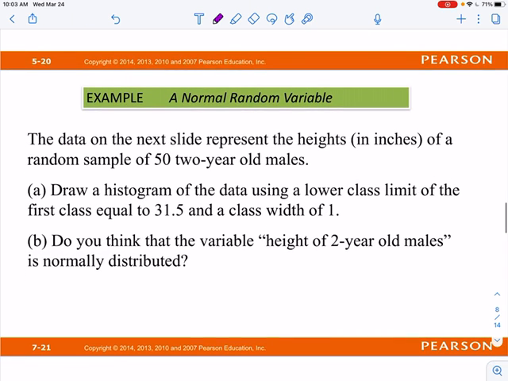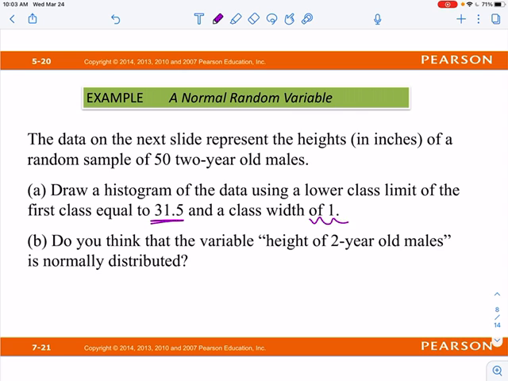The data on the next slide represents the height in inches of a random sample of 52-year-old males. We're going to draw a histogram of that data using a lower class limit of the first class equal to 31.5 and a class width of 1. Eventually for part B, we're going to answer: do you think that the variable, the height of a 2-year-old male, is normally distributed?